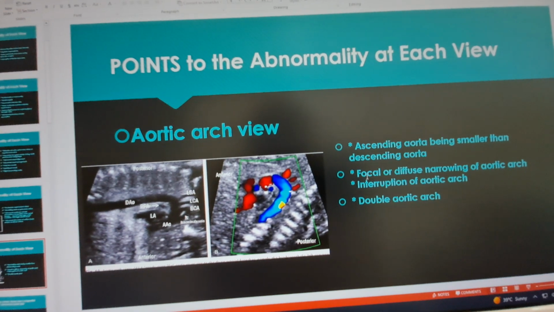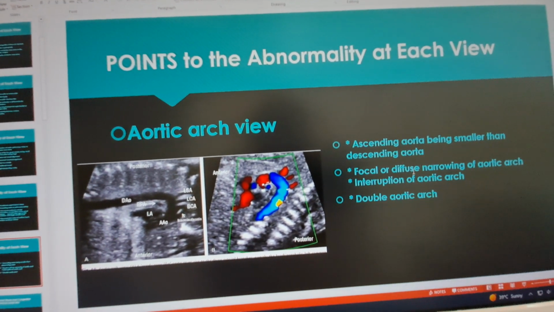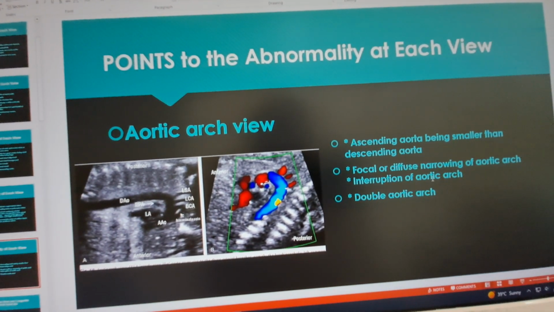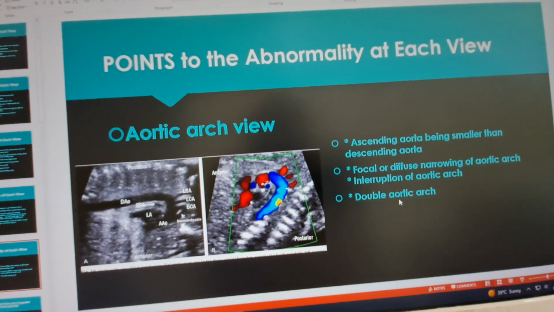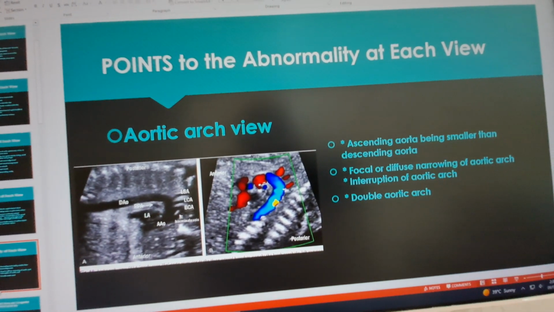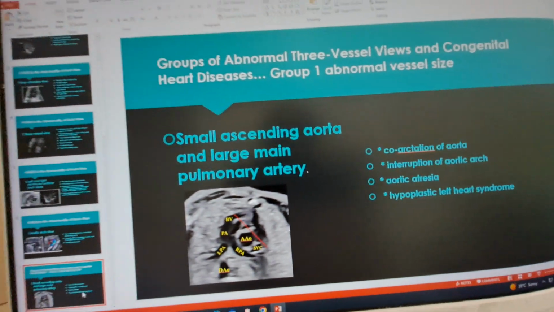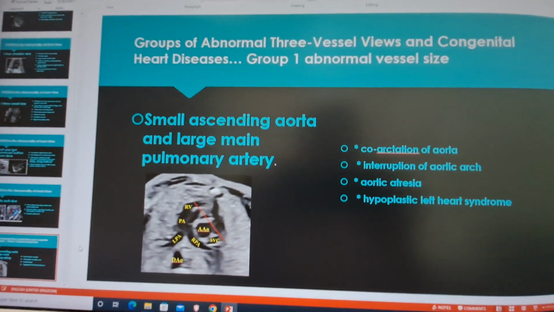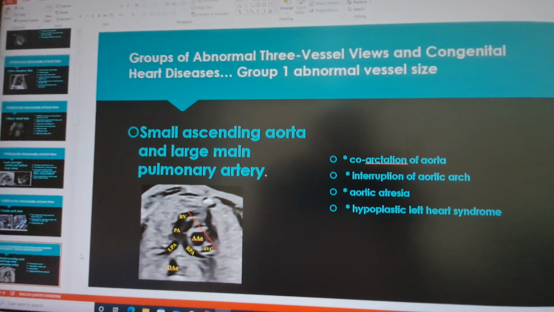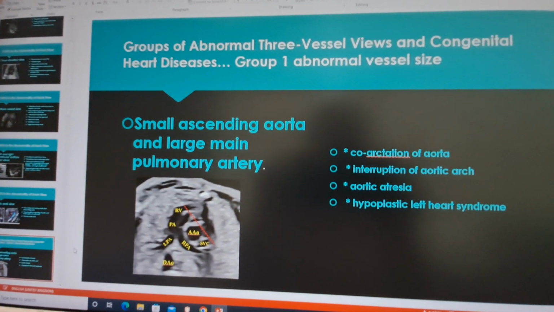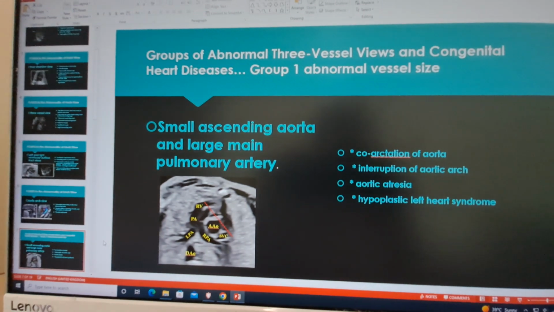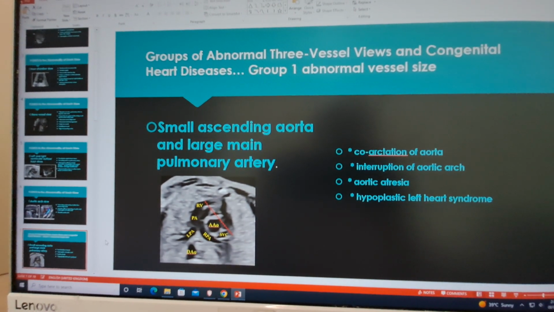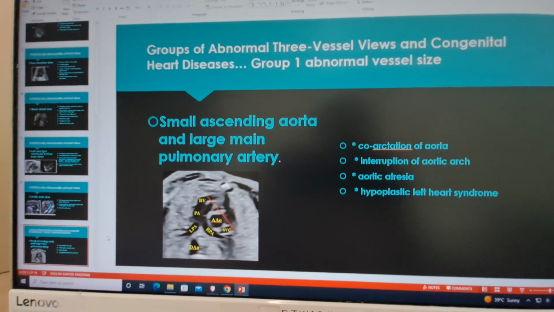Ductus arteriosus, focal or diffuse narrowing of the aortic arch, interruption of the aortic arch, or double aortic arch. You can find the double aortic arch also. Now another thing in this point, the abnormal three vessel view. Congenital heart disease group 1 is abnormal vessels of the ascending aorta or large pulmonary arteries.